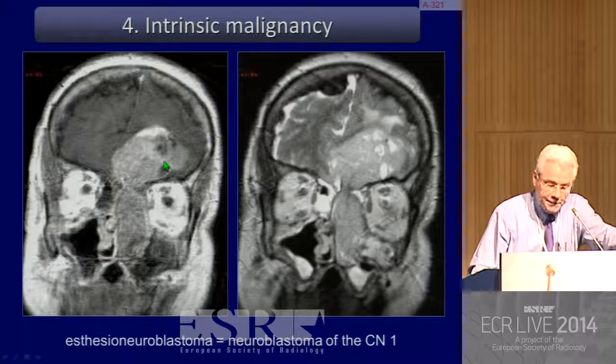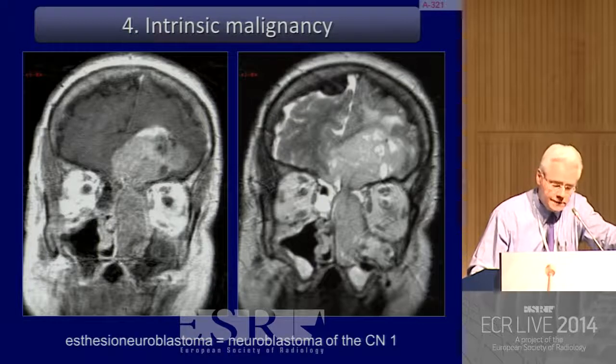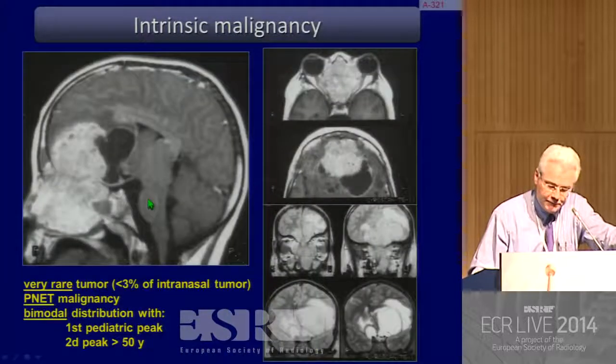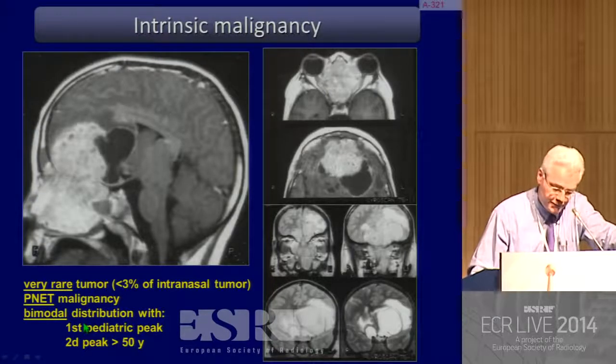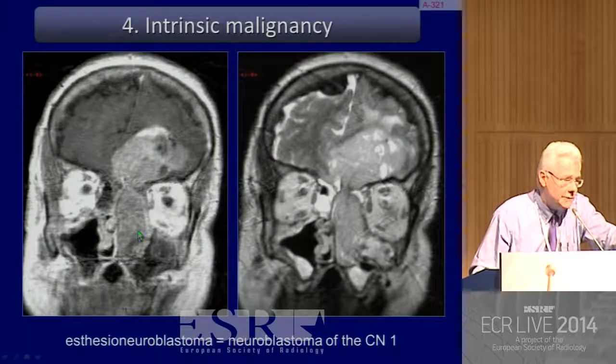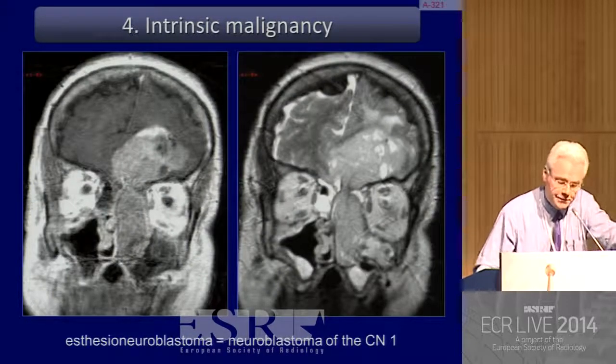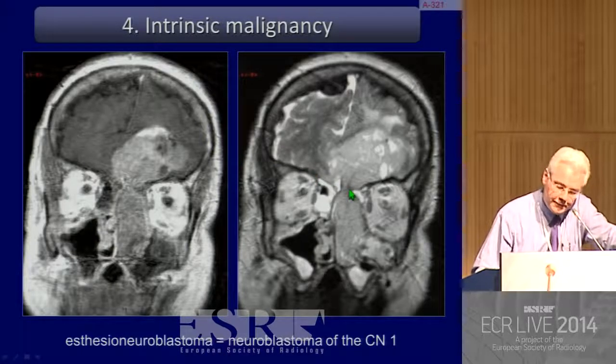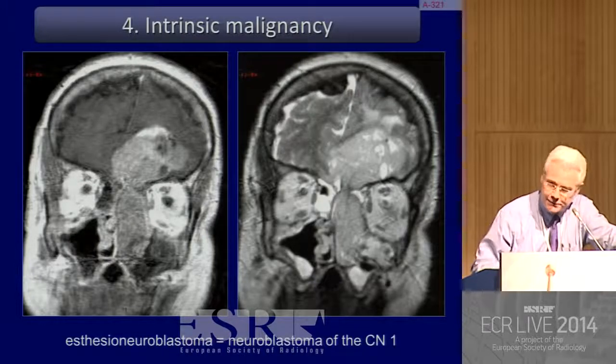Tumors. Well, there is a specific tumor of the olfactory tract, which is the esthesioneuroblastoma. This is a very rare condition with two peaks in frequency, the first one in pediatric age, the second one around 50 years. This has no specific characteristic except maybe the location with an epicenter on the base of the skull at the level of the cribriform plate and an extension both upward and downward.